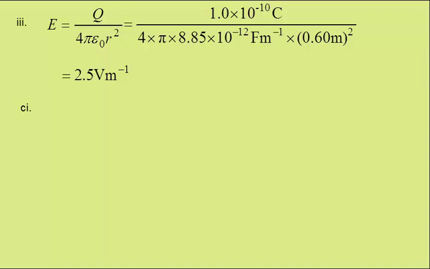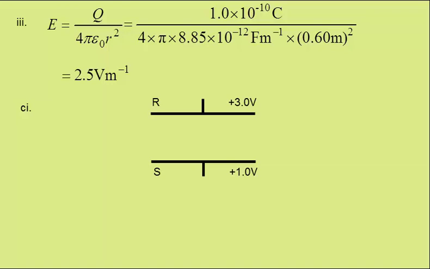In C, we have R and S, two charged parallel plates 0.60 meters apart. They're at potentials of plus 3 volts and plus 1 volt. In part 1, we need to sketch the electric field between R and S, showing its direction. Well, this is R and S, and the field will be uniform and downwards like this.